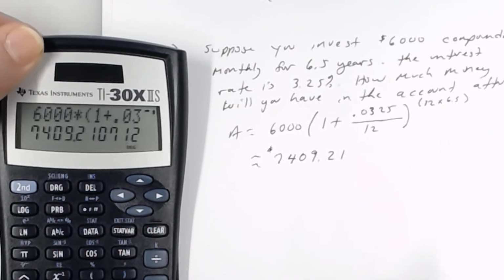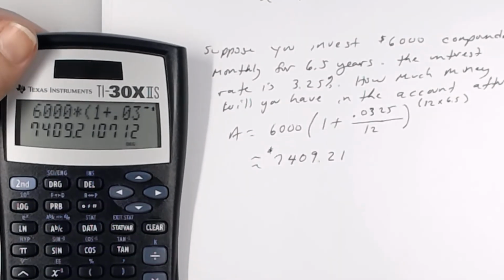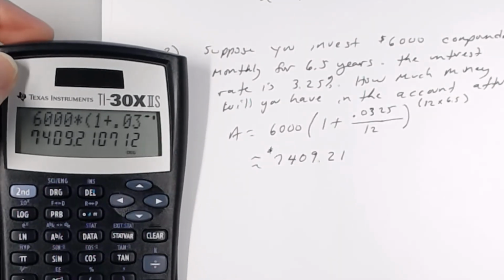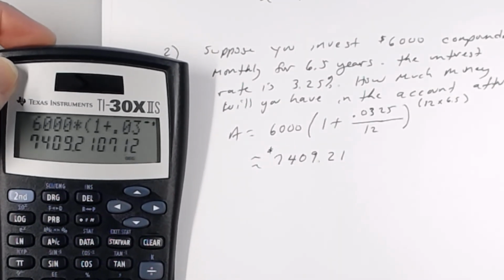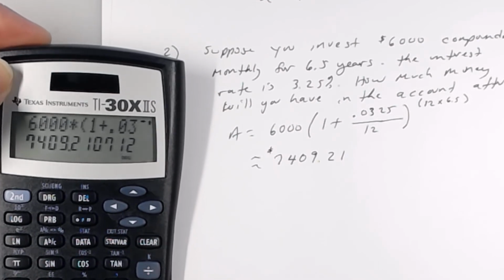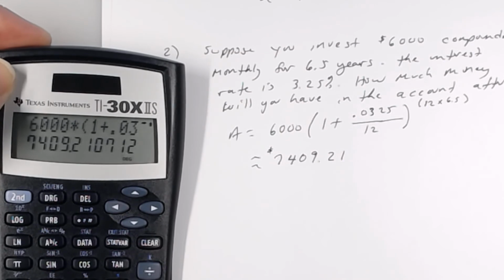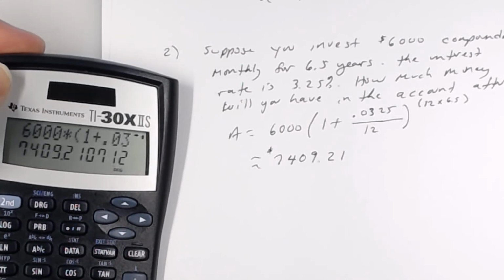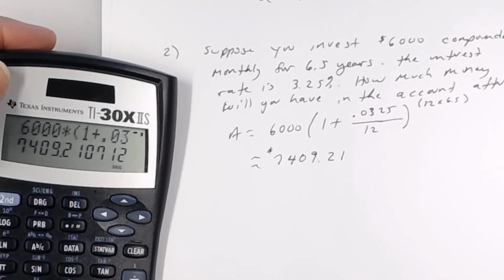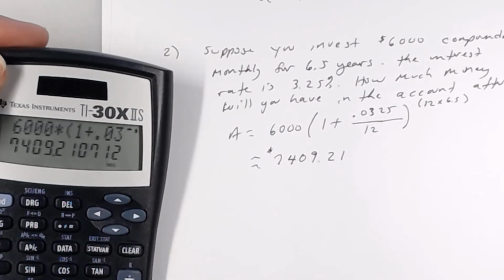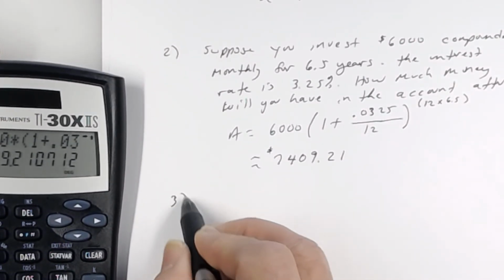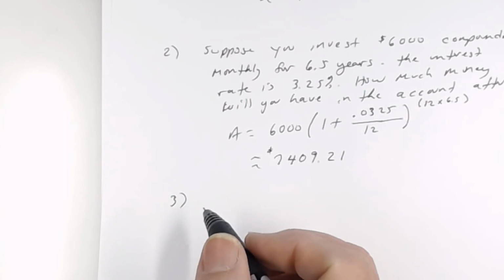So you made, in terms of interest, above $1,400. Okay, questions on number 2? Just plug and chug. All right, now listen to this one. Number 3.